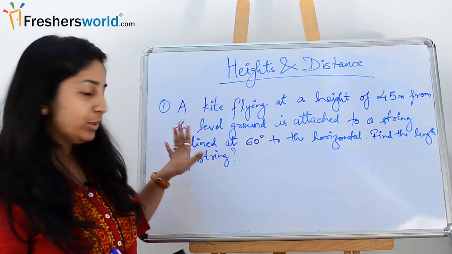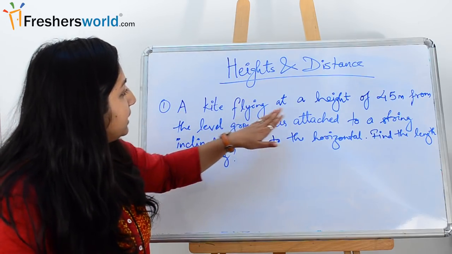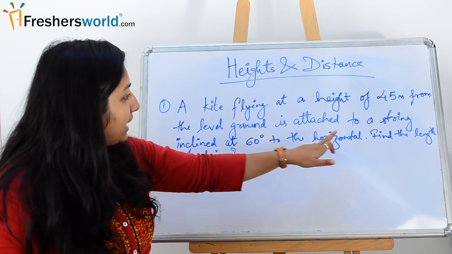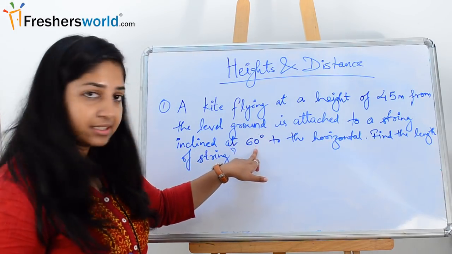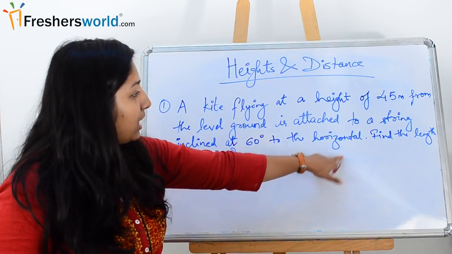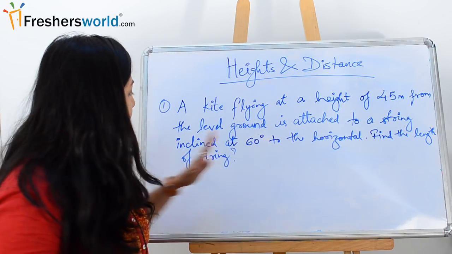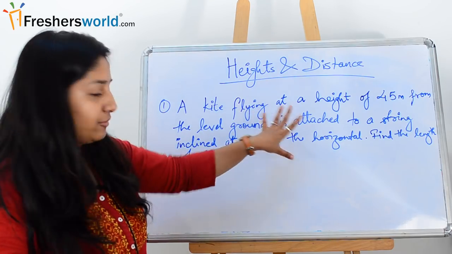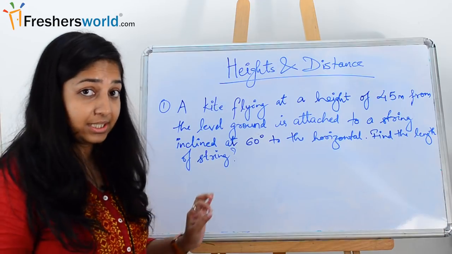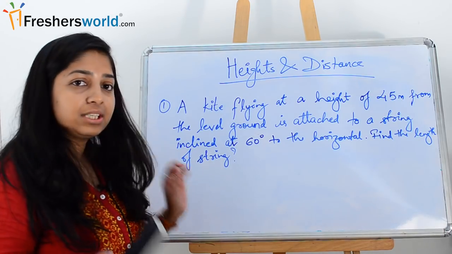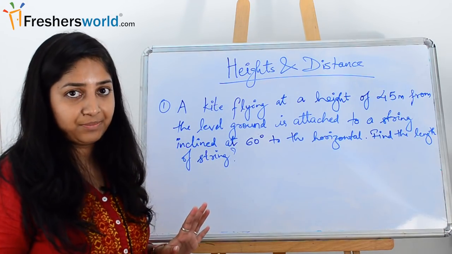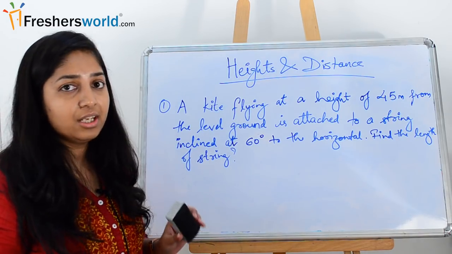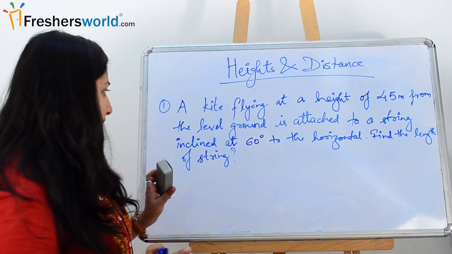Our first question is, a kite flying at a height of 45 meter from the level ground is attached to a string inclined at 60 degree to the horizontal. Find the length of that string. If you get any question, the first thing that you need to do is draw the diagram. From the diagram, it will be very easy for you to solve the question in height and distance. So let's begin with drawing the diagram.